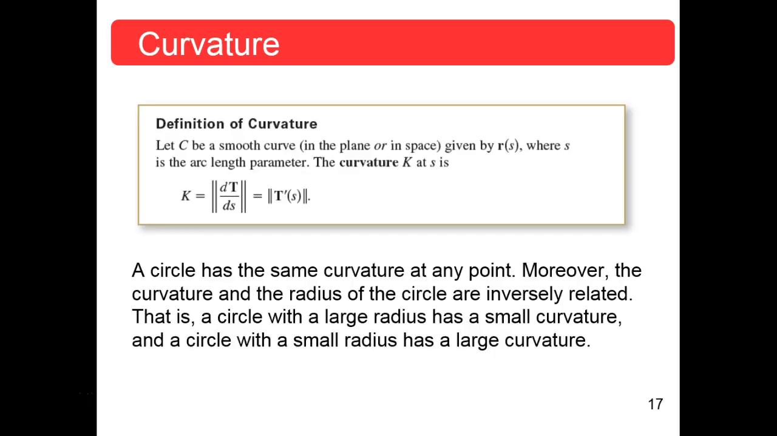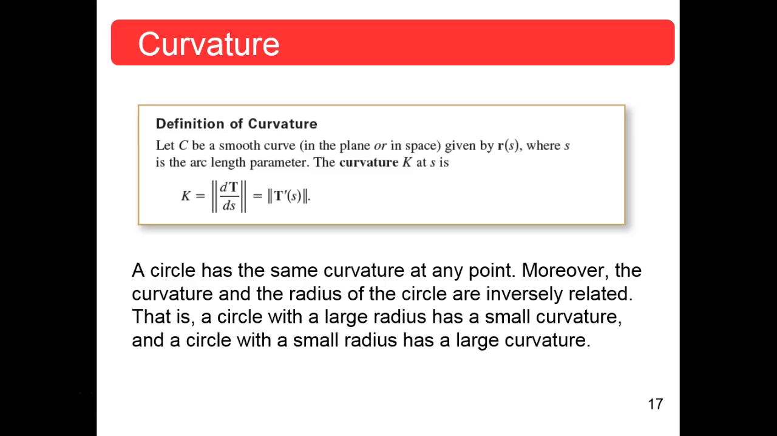So let's put that into math speak, okay, into calculus speak here. Let C be a smooth curve, either in the plane or in space, it doesn't matter which, given by R as a function of S, the arc length parameter. R is a function of the arc length parameter, okay, where S is the arc length parameter.